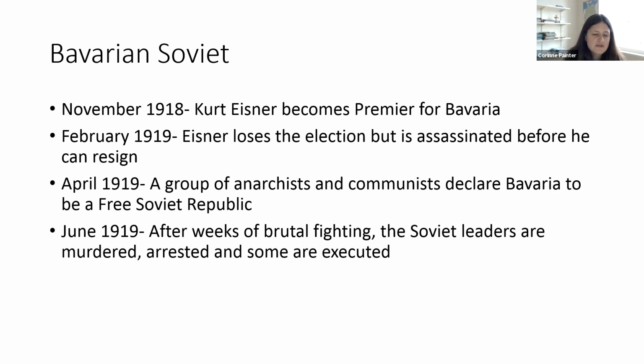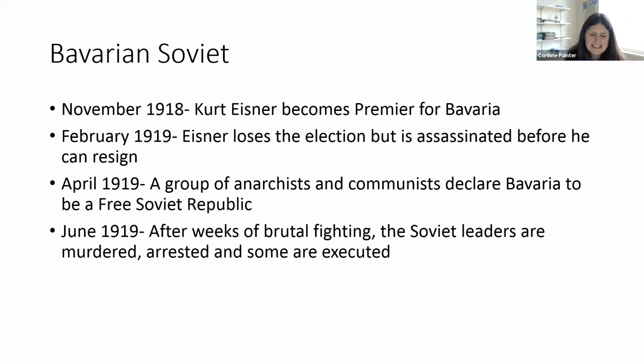We then have a period of chaos and different competing groups trying to take charge until April 1919, when a group of anarchists and communists declare Bavaria to be a free Soviet republic. The national government reacts very swiftly to this, and they send government troops, but they also send right-wing paramilitaries known as the Freikorps. That might be a familiar word for some people.